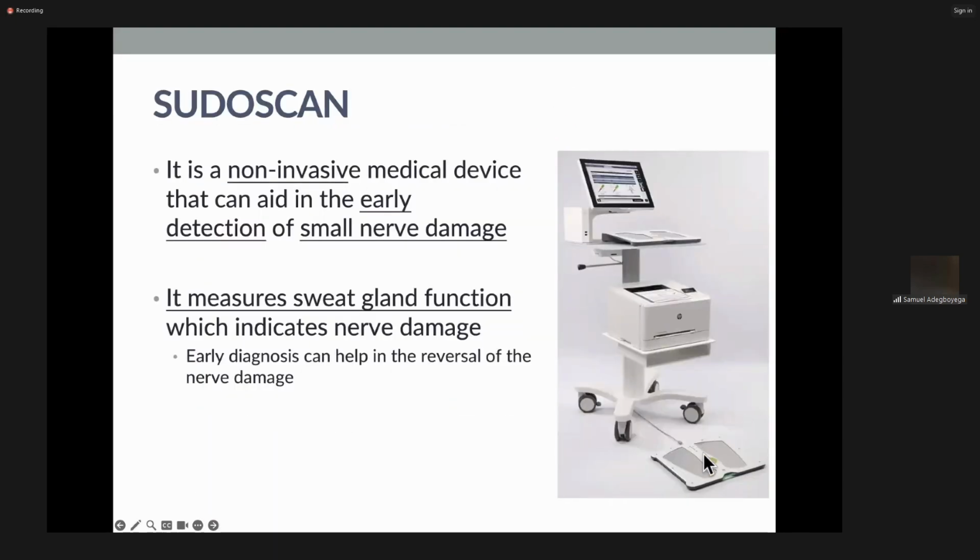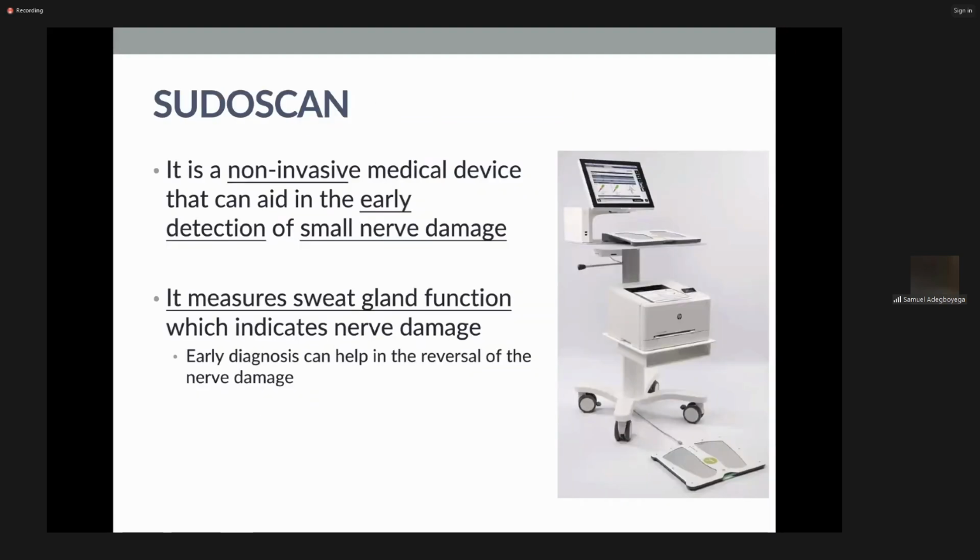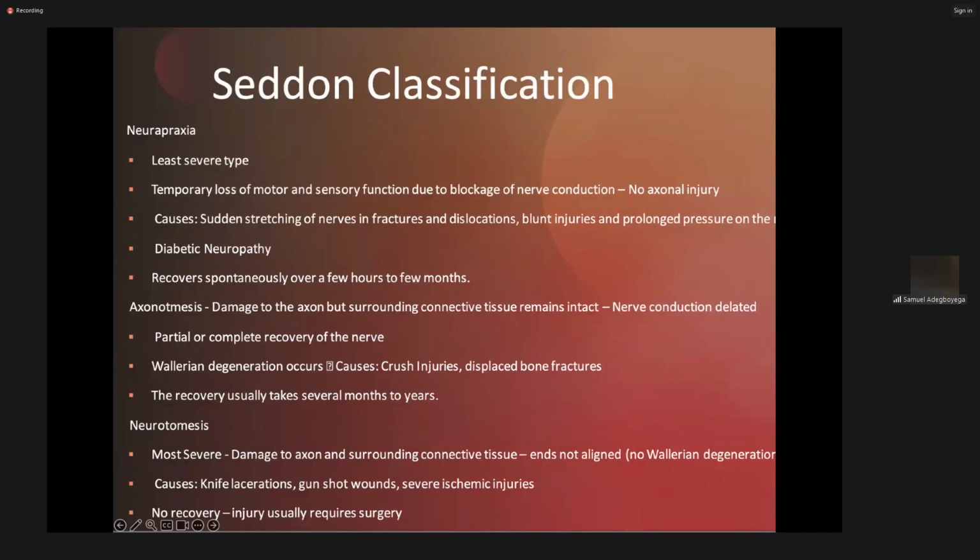So you would check how much sweat you're getting from your foot and from your hands, and it would measure it. And then it will tell you if the patient has small fiber neuropathy or not. So this is a non-invasive way, instead of doing the invasive test, of checking for sweat gland function, or the quality, sweat gland functional disease or density. Any questions? Are we good?